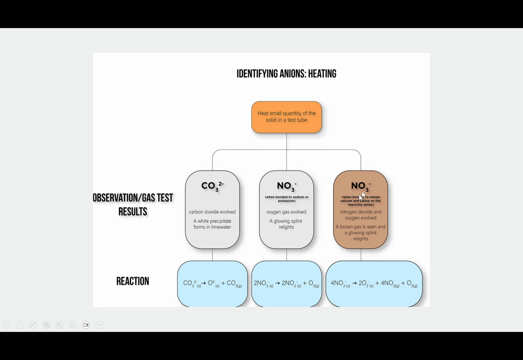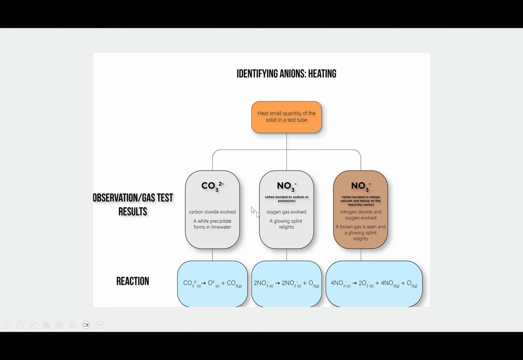If it's bonded to metals from calcium and below in the reactivity series, so less reactive metals, then nitrogen dioxide itself will be evolved, along with oxygen gas. So we're going to get a brownish gas, and a gas that relights a glowing splint. The gas we're releasing is nitrogen dioxide, which is brown. Nitrogen trioxide generally wouldn't give a brownish color like that.